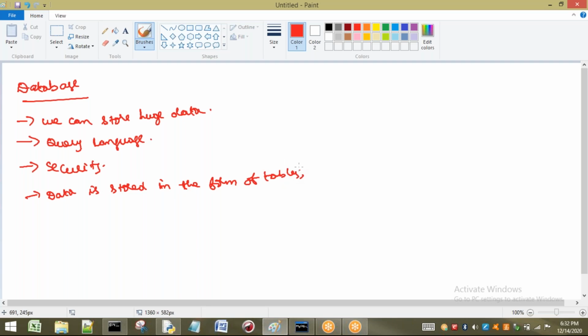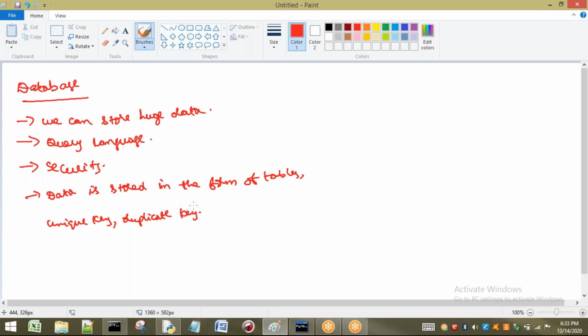Also, a very important thing to say here: to avoid duplicates, we have the concept of unique keys and duplicate keys in our database. By using these unique keys and duplicate keys, we can avoid duplication. So these are some of the advantages of why we are coming from files to databases.